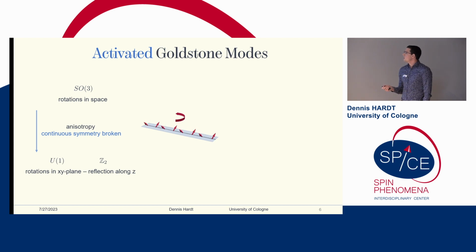And just to repeat it again, here you have the video again. At first we have this SO(3) symmetry, and then this anisotropy in the Z direction breaks this down to a U(1) symmetry in the XY plane, which is exactly the Goldstone mode and the rotation, and the Z2 reflection along the Z direction, where you then have either clockwise or anti-clockwise rotation.